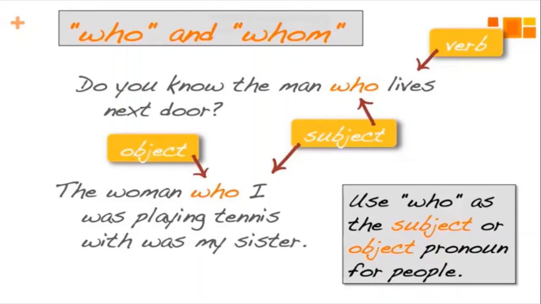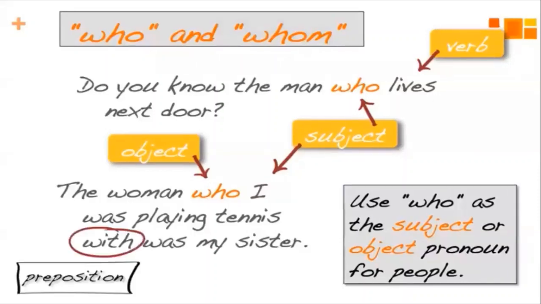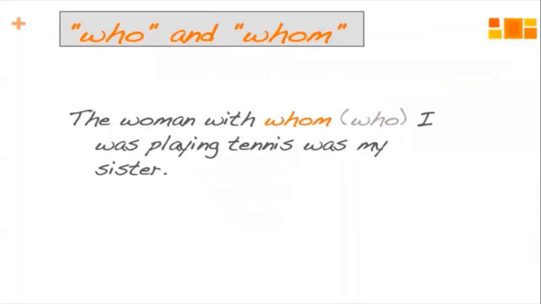They are who, which, and that, all right? Who, which, and that. You cannot use them with the rest. Only with who, with which, and with that. Let me show you how it is. Take a look at the sentence. The woman with whom I was playing tennis was my sister. Can you see the difference?